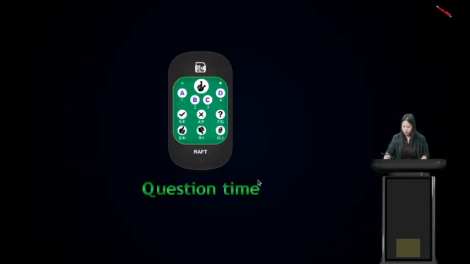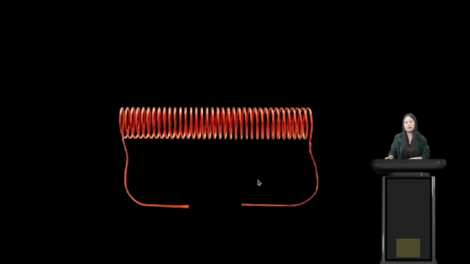Alright? Alright students, now let us see another type. So here we have this structure.